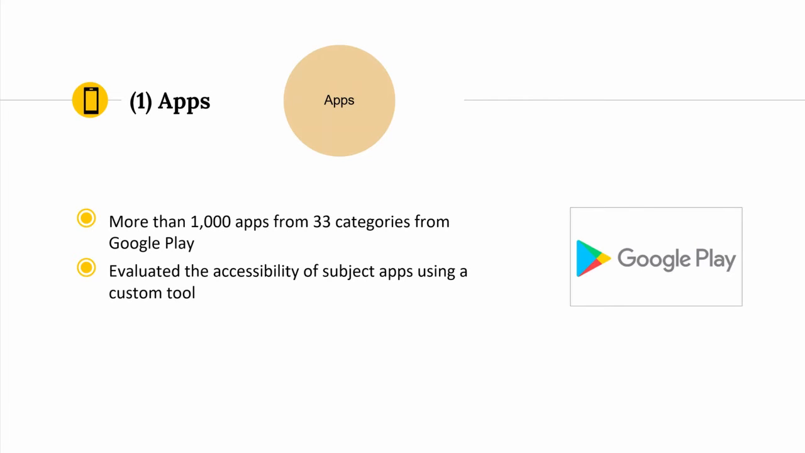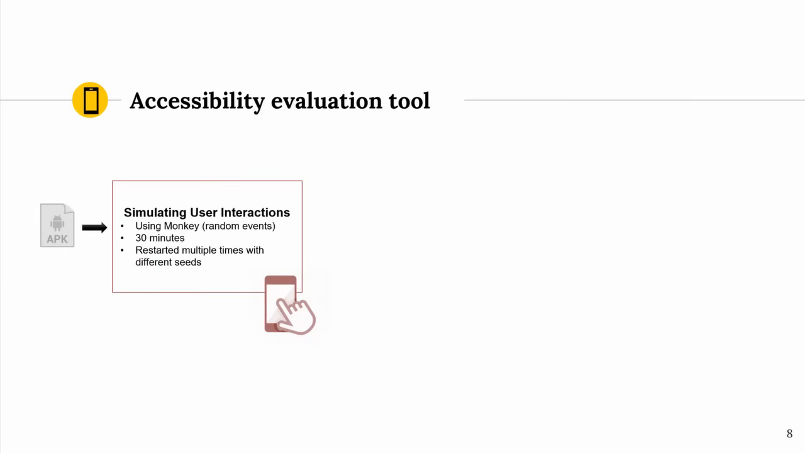So the first perspective, which is the apps, we have evaluated the accessibility of more than 1,000 apps, and we have developed our own custom tool to automate the different steps required to test the app's accessibility. So this is an overview of the tool that we built. And the first component or first step is the interaction with the app. And the goal here is just to crawl the different screens on the app.